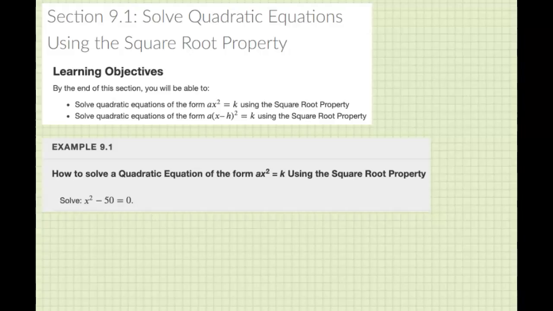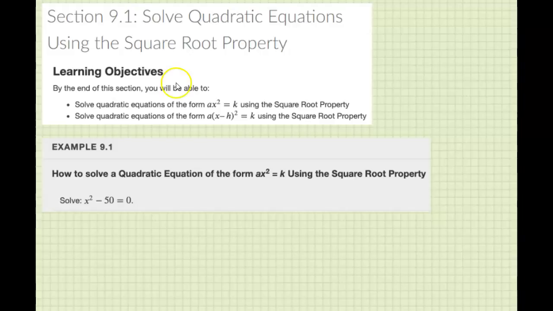So we're going to learn several ways of solving a quadratic equation. We already know how to do it using factoring, but now we're going to learn some other ways. So in this section we're going to solve quadratic equations using the square root property.